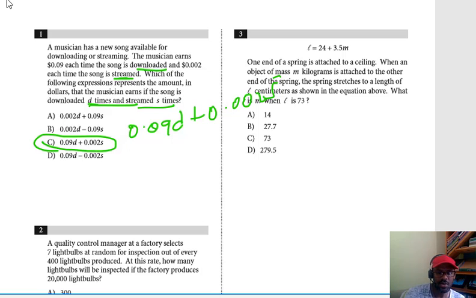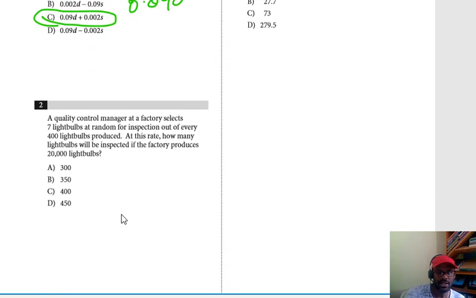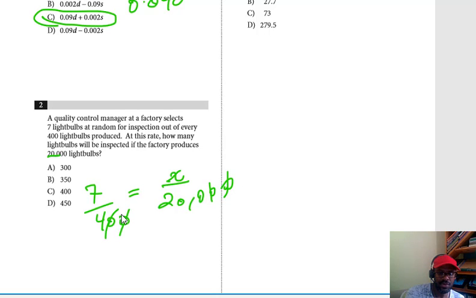The second question, a quality control manager at the factory selected 7 light bulbs at random for inspection out of 400 light bulbs produced. Okay, 7 out of 400. This is our rate. At this rate, how many light bulbs will be inspected if the factory produced 20,000 light bulbs? So when you work this out, this will be reduced by 4, 1 by 4, 5, 15. So when you crisscross, the value of x will be 315.